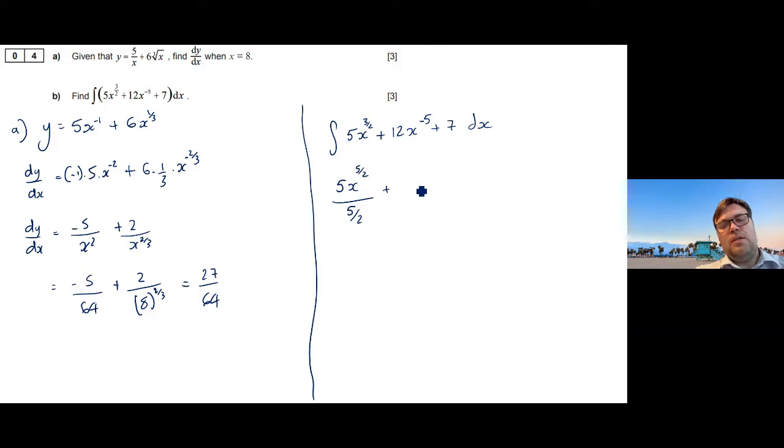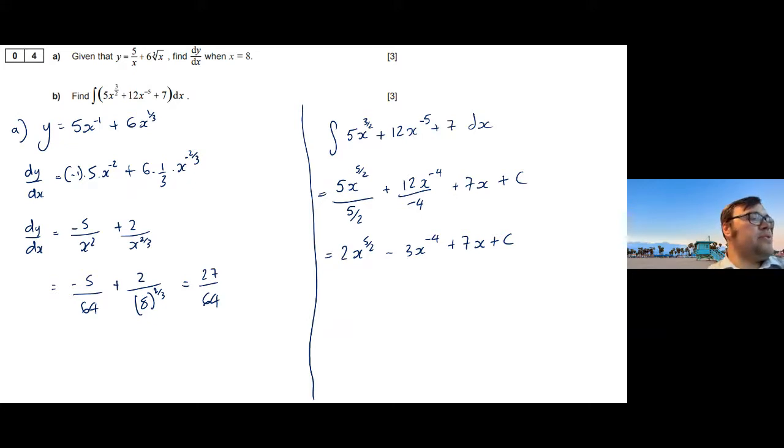plus 12x to the minus 4 over minus 4. And then that's going to be plus 7x, and do not forget the plus c. The 5 divided by 5 over 2, so you get 2x to the 5 over 2 minus 3x to the minus 4 plus 7x plus c. Look, 2x to the 5 over 2 minus 3x to the minus 4 plus 7x plus c. Make sure I didn't miss anything. 6 marks.